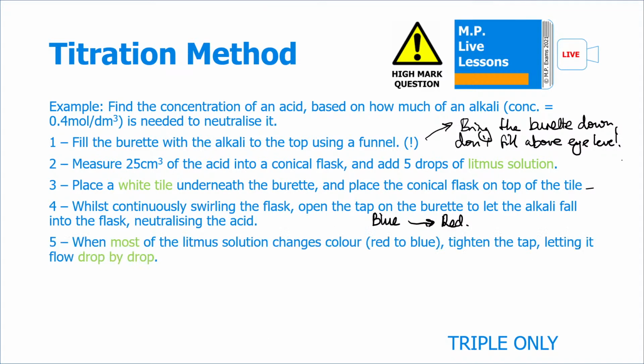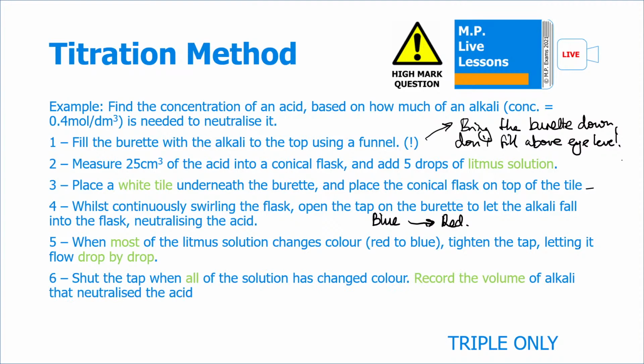Now when all of the litmus solution changes color because you're swirling it, you tighten the tap, letting it flow drop by drop so you get the exact measurement. And then you shut the tap when all the solution has changed color and you record the volume of alkali that neutralized the acid. And then you repeat these steps again to get a total of 5 volumes that neutralize the acid because it may vary each time. And it's a random error because you may shut off the tap at different times when you judge when the reaction is finished, like when the color change is fully done.